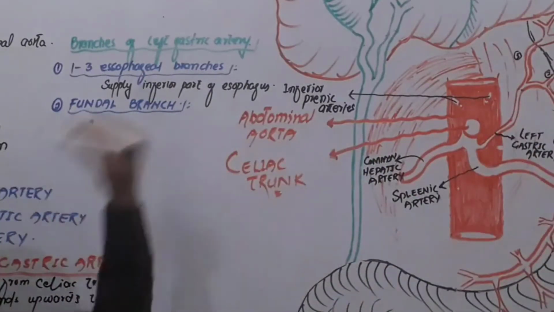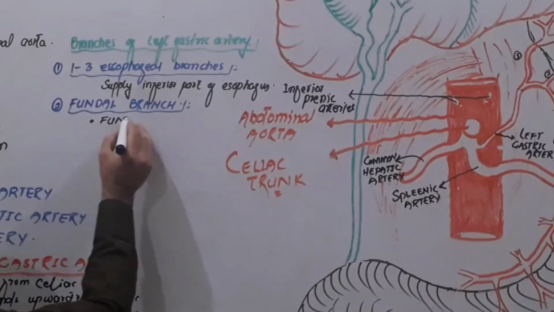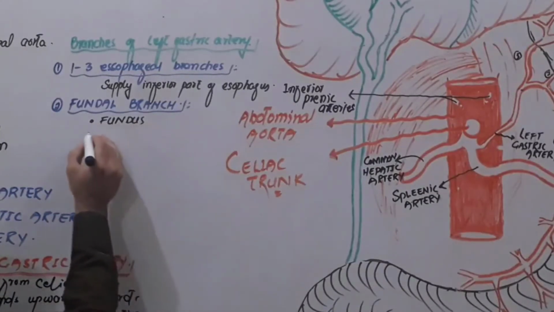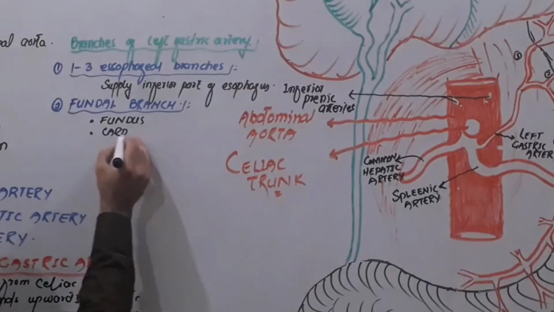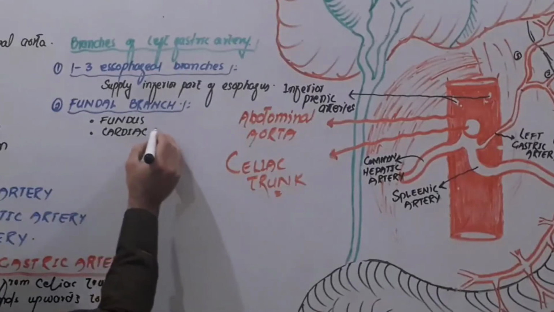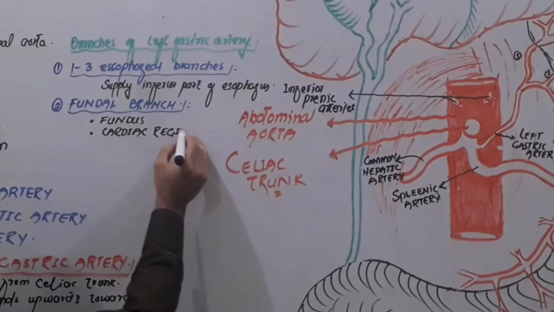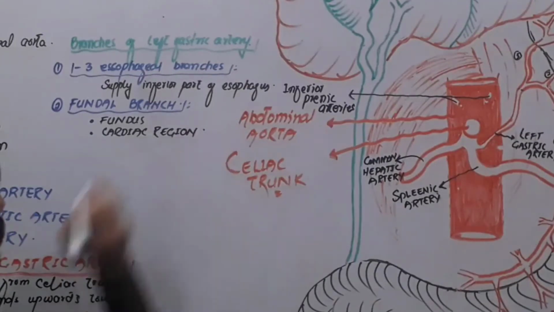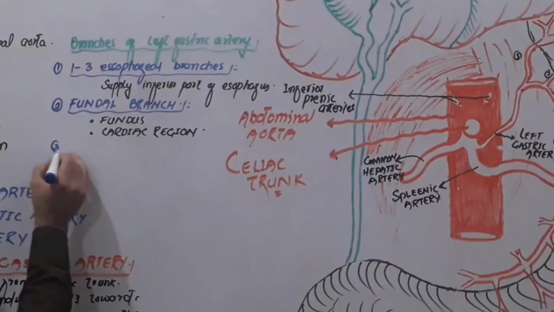So it supplies from posterior aspects, right? It supplies blood to the fundus from posterior aspects and to the cardiac region of the stomach. Clear, friends?